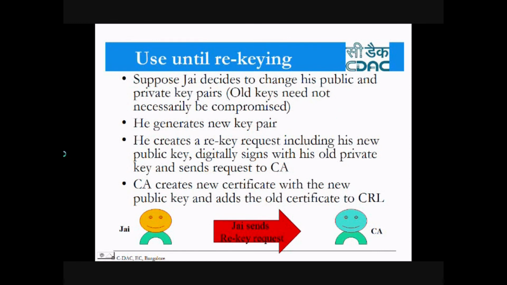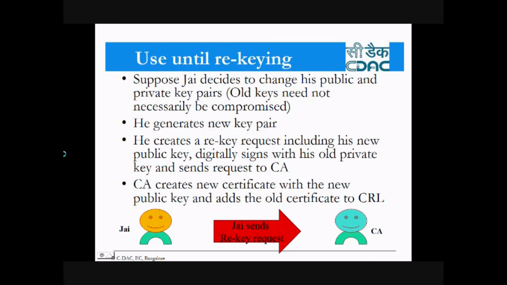Now, suppose Jay feels that his public and private key pairs are not lucky for him and he wants to change them, or he feels that they have been compromised, or he wants to get rid of them and get a new pair of keys. So what does he have to do? He has to generate a new key pair. Then he creates a rekey request including his new public key, which is digitally signed using his old private key, and sends his request to the certifying authority.